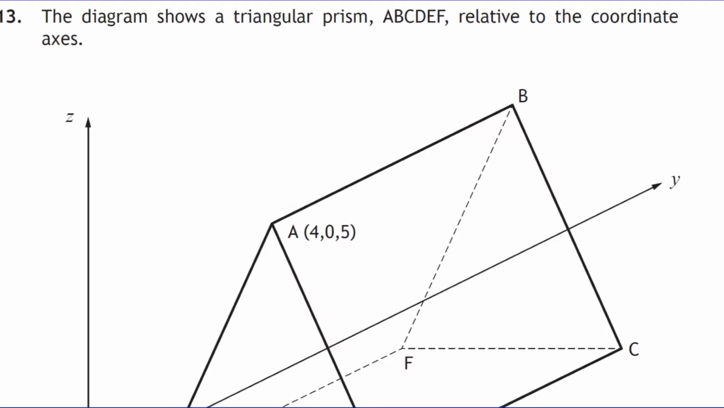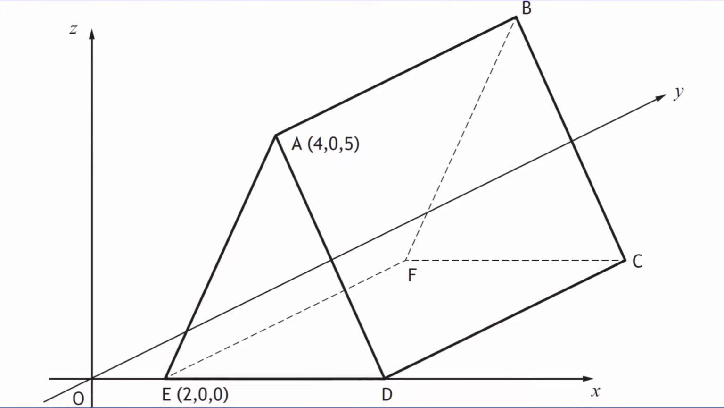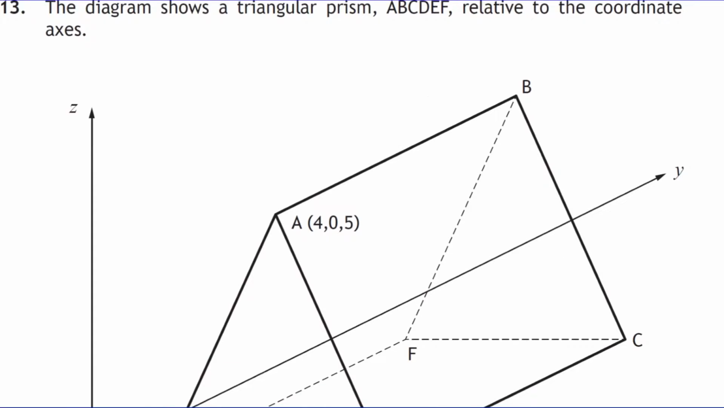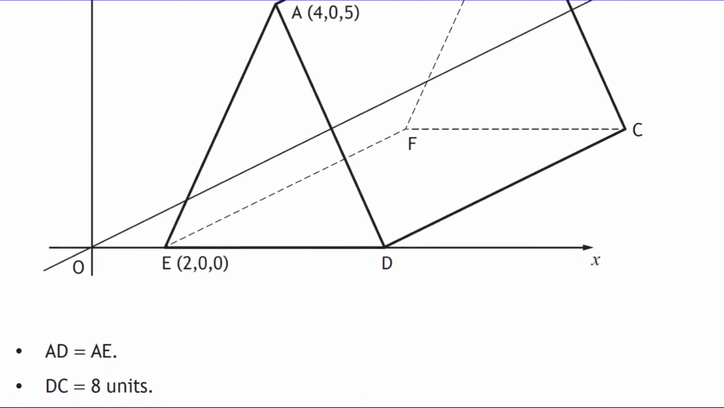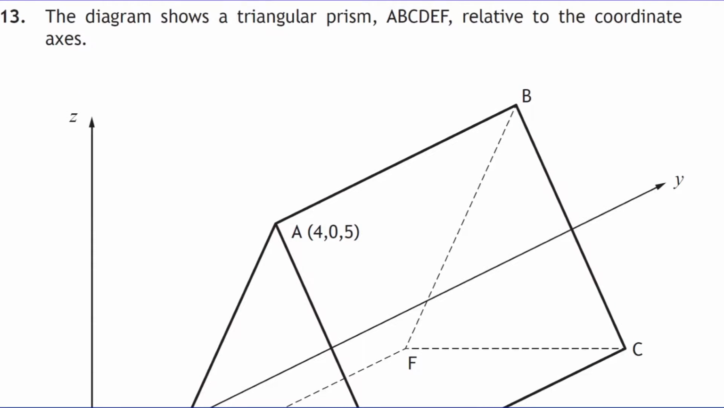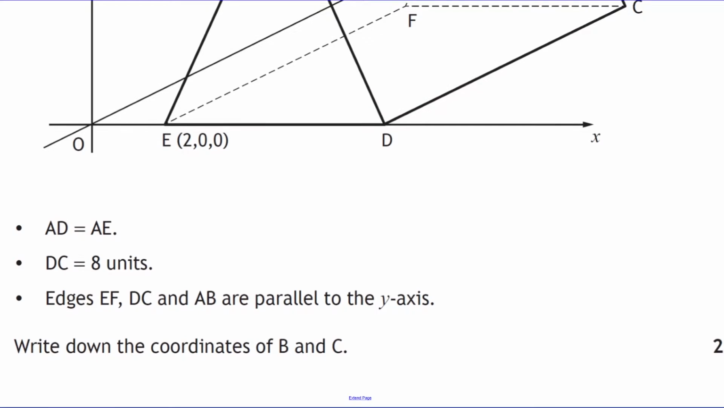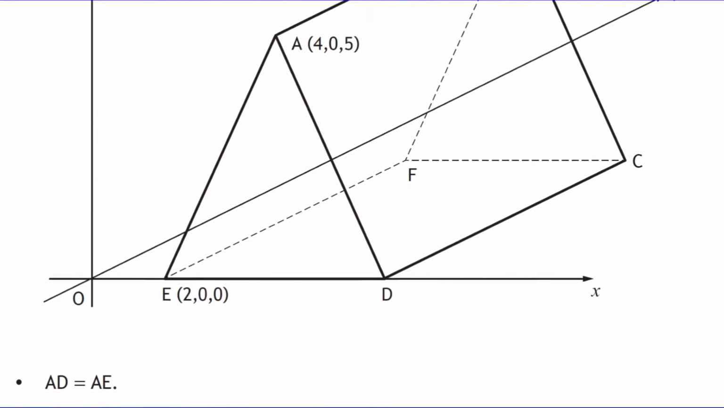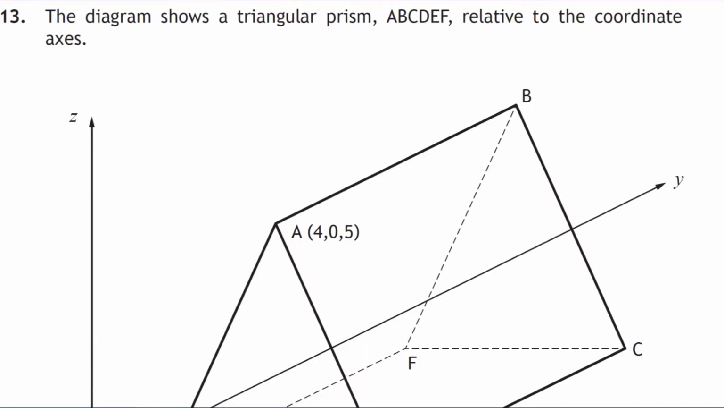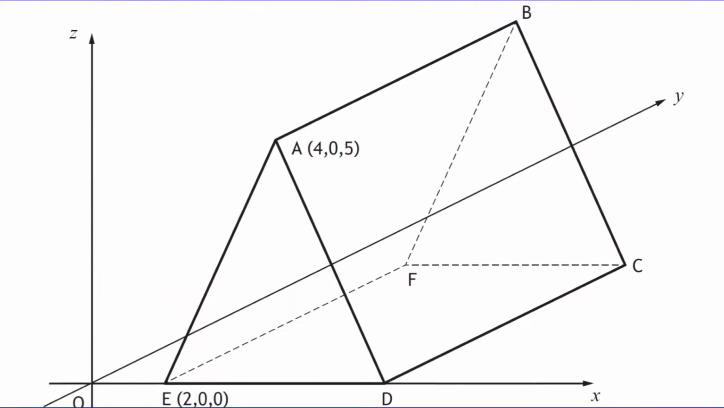Okay, question 13. So what we've got here is a diagram that shows a triangular prism. Okay, big giant diagram. Got some coordinates here. 4, 0, 5 at the top, 2, 0, 0 for the coordinate E. Triangular prism, yep, okay, doesn't tell us what type of triangle it is. Coordinates of A, B, and C. Okay, let's see, diagonal so triangular prism. Okay, so write down the coordinates of B and C. So looking for B and C.